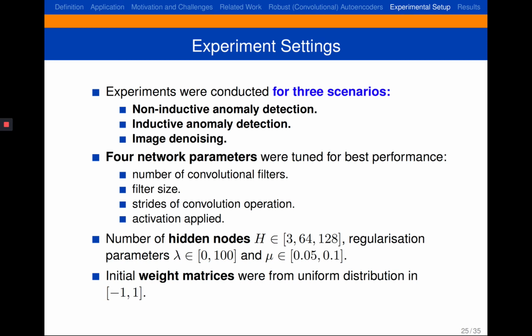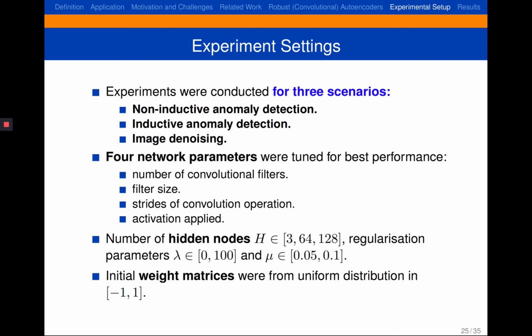As far as the network parameters are concerned, the number of convolution filters, filter size, strides, convolution operations, and the choice of the activation function were tuned using grid search, and in a few cases manual selection of the hyperparameters was chosen for best performance. The number of hidden nodes H, comprising the number of nodes within the hidden layer for the autoencoder or the robust convolution autoencoder, was chosen again for best performance using grid search.